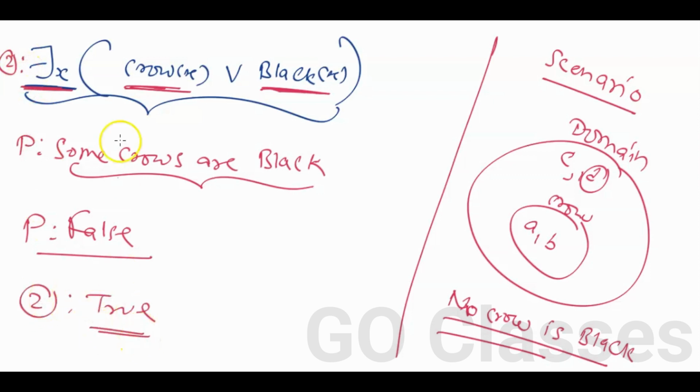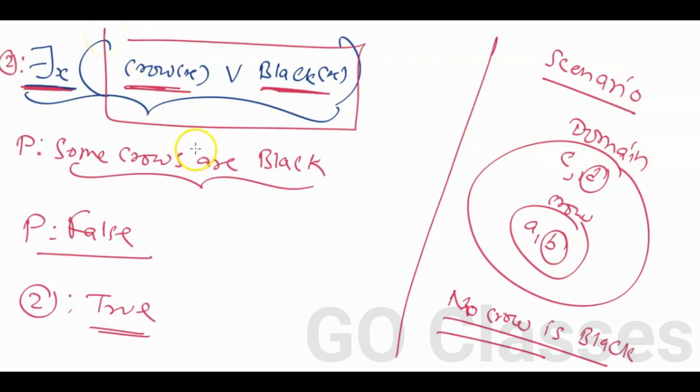Why? Because of this B. This B is a crow, so because of this B, this expression will become true, and that is the reason the existential quantifier will become true. So you can notice in this scenario, our English statement is false, but this expression is true. So I can say this expression is not a correct representation of this English statement. This expression is not a correct translation of this English statement. Okay, so this is the point.